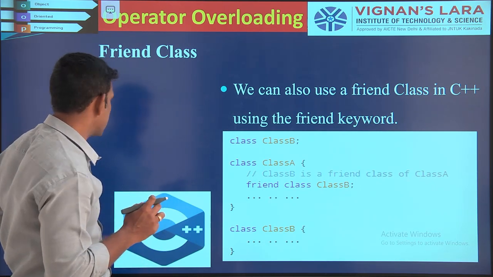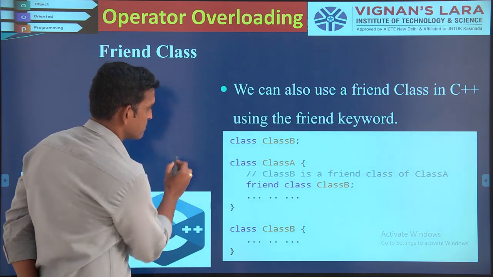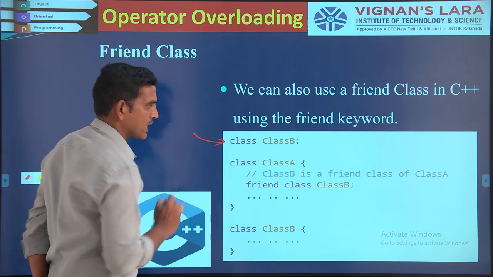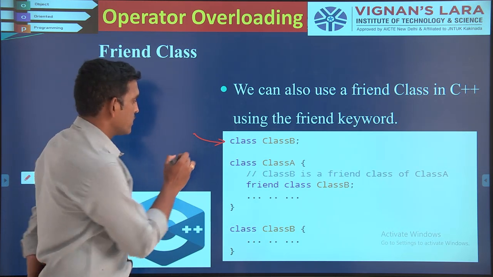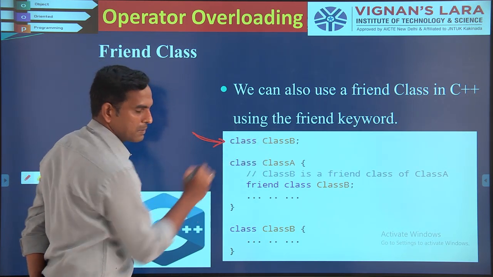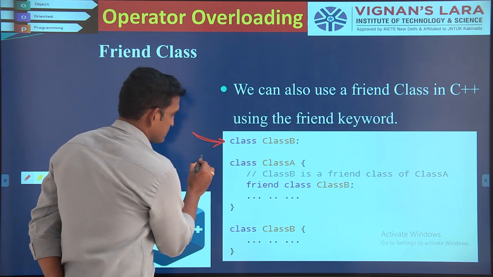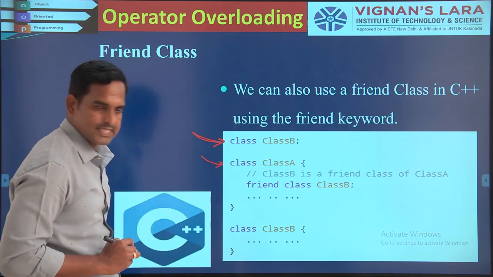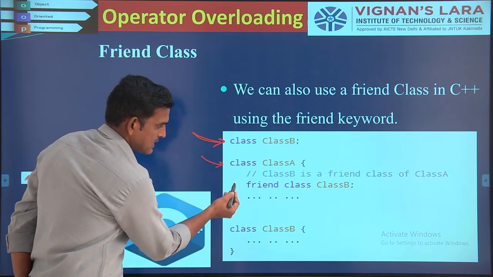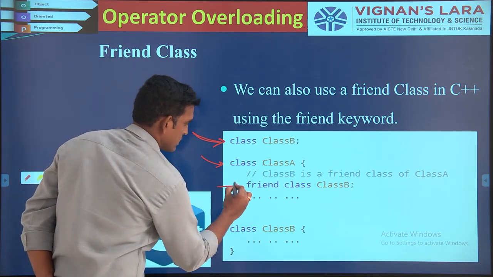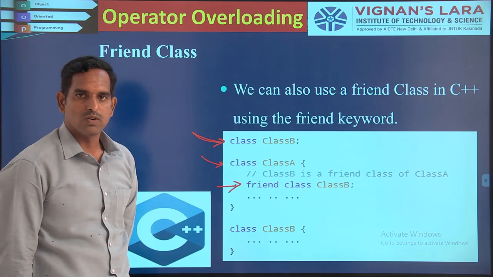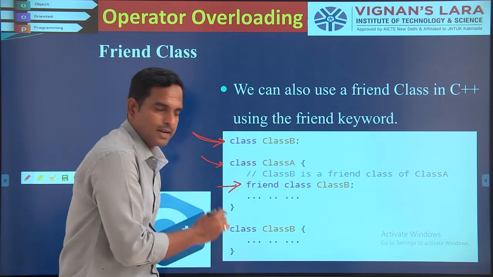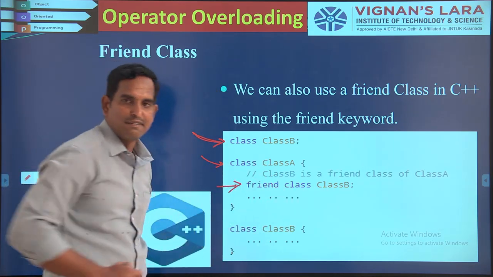So the basic declaration of the thing is, first you have to forward declare your class B, just like in the previous example if you remember. You are forward declaring your class B. Next, you have declared a class A. Inside the class A, I am making class B as the friend class.